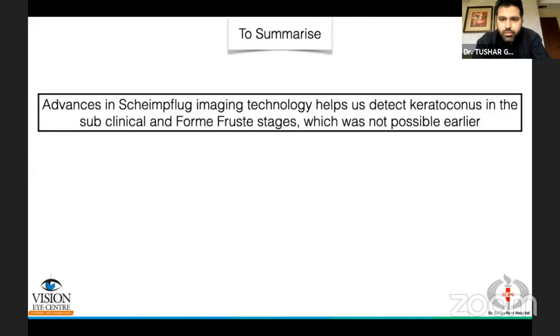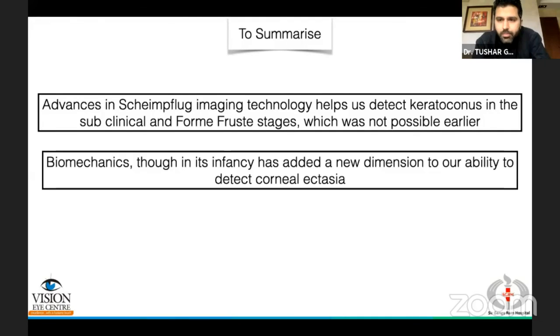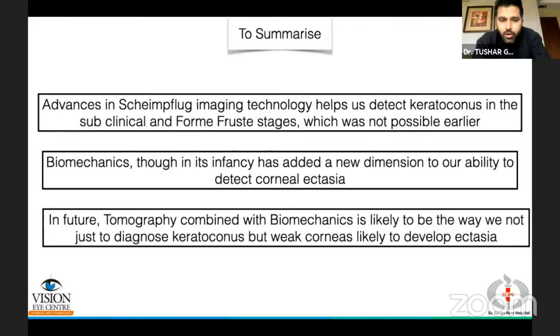So just to summarize, advances in Scheimpflug imaging technology, whether it is in tomography or in biomechanics, help us detect keratoconus at a very early stage, at the subclinical stage or the forme fruste stage, which was absolutely not possible earlier. And biomechanics, though I do believe is still in its infancy, has really added a new dimension for us to look at when we take our decision on whether this particular patient has ectasia or not, or whether you should take up a patient for refractive surgery or not.